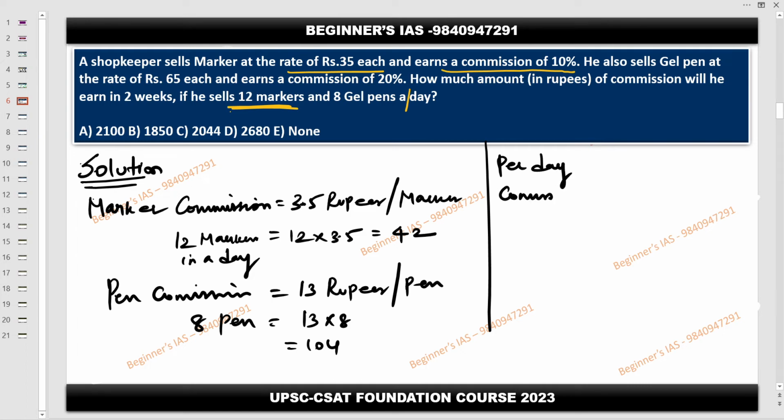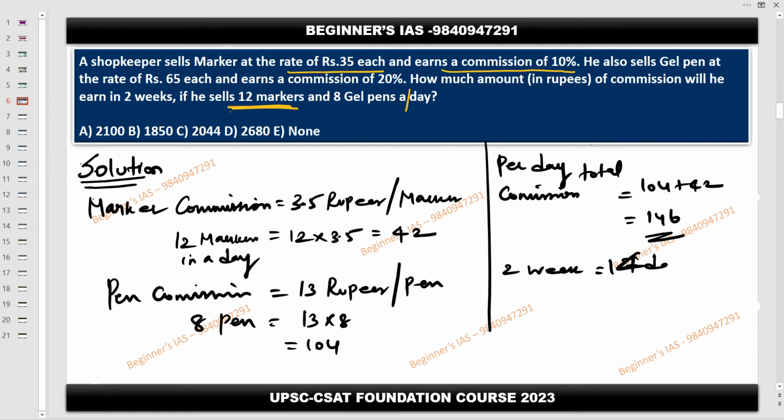Per day total commission, which is equal to 104 plus 42. So which is equal to 146 per day commission. So therefore for 2 weeks, 2 weeks means 7 days. Sorry, 14 days. Per week 7 days, 2 weeks 14 days. Therefore 14 into 146. Obviously, listen carefully.